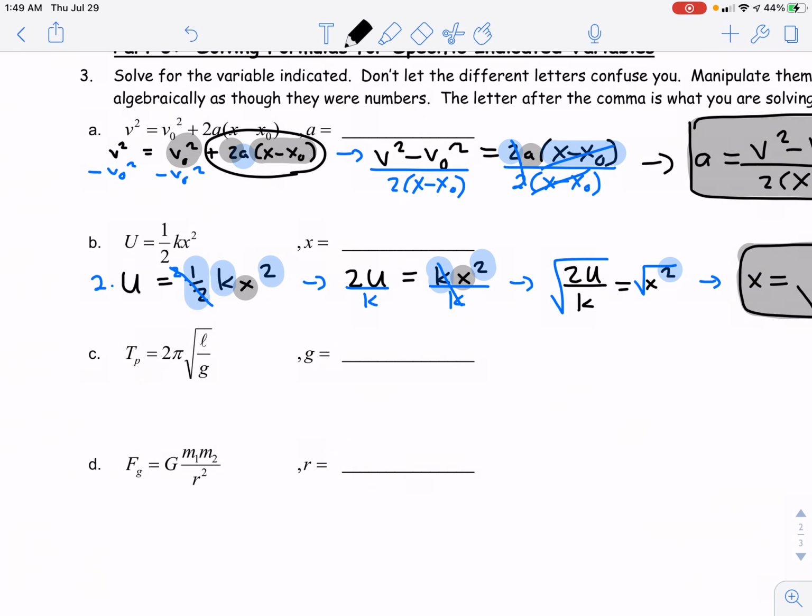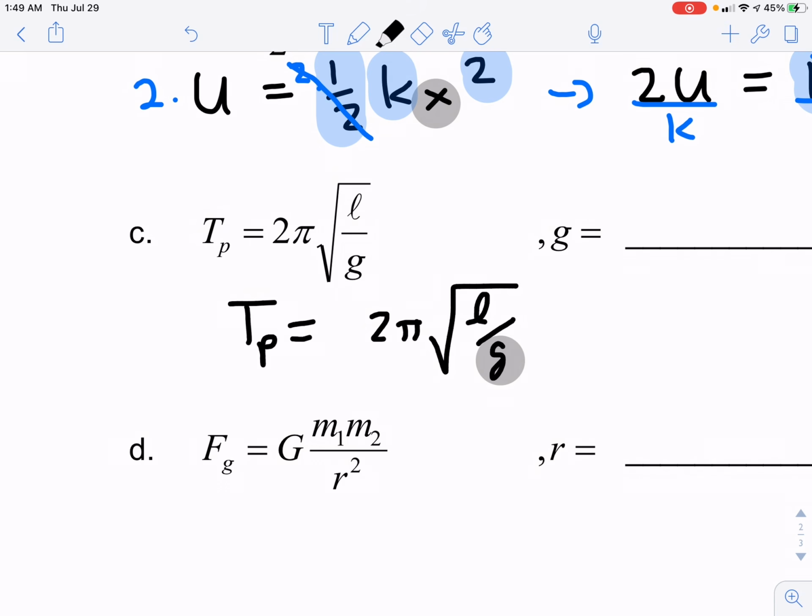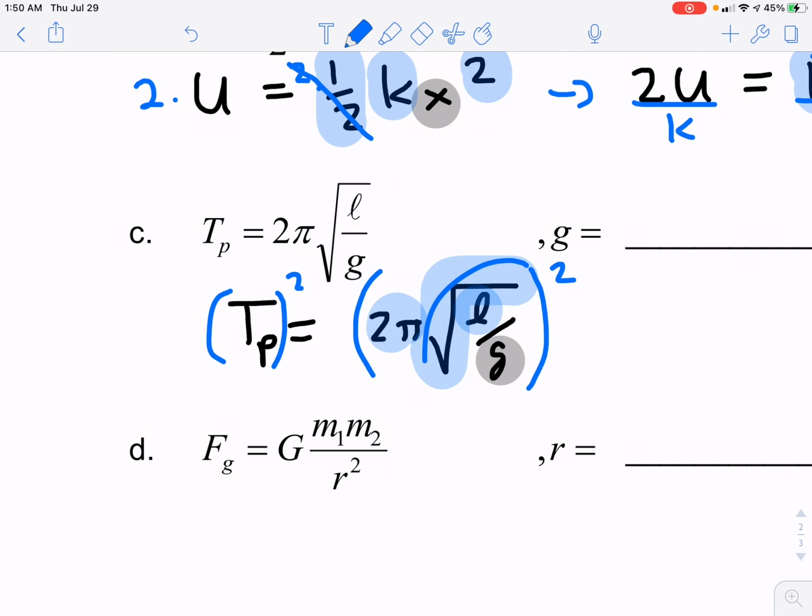Letter C. T sub p is equal to 2 pi times the square root of L over G. And we're solving for G, which means we have to get rid of 2 pi, the square root, and L. Well, I'm going to begin this one by squaring both sides. By doing that, that'll help me get rid of the radical. That's kind of my goal.